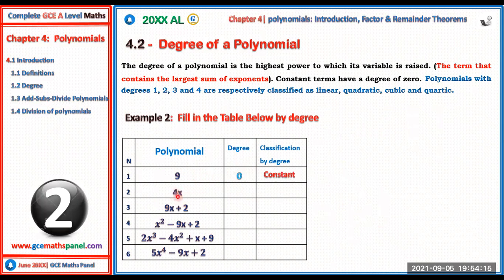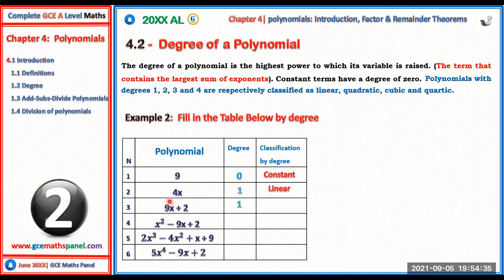Now this second term, there is just one term, but you can see x here, and the x is to the power 1, though you cannot see the 1. Any number raised to the power 1 is the same number, so the power here is 1. The degree just means the highest power of the variable. So the power here is 1, the degree is 1, and it is linear.